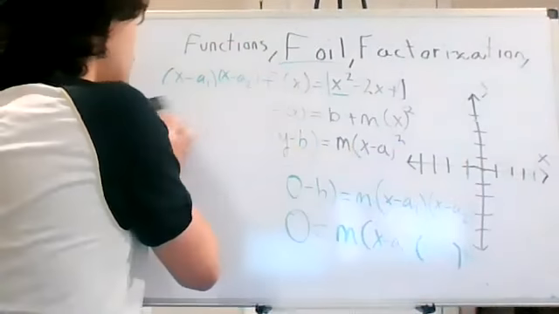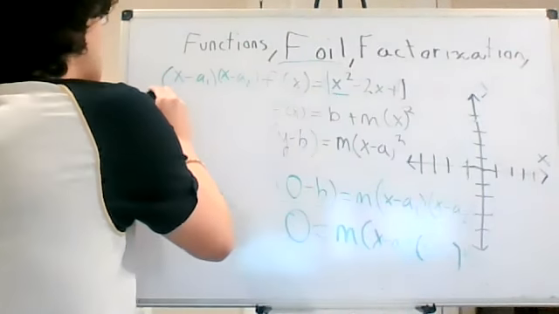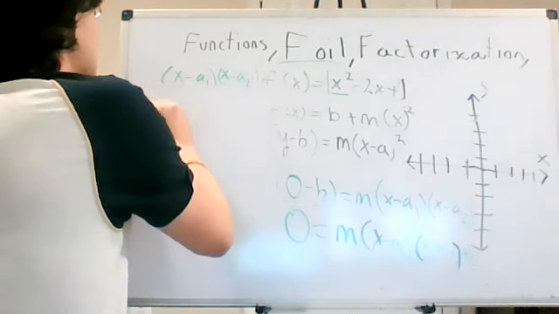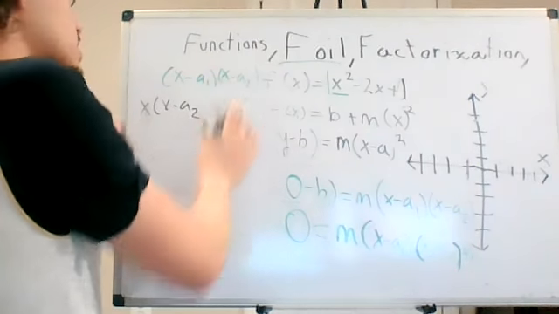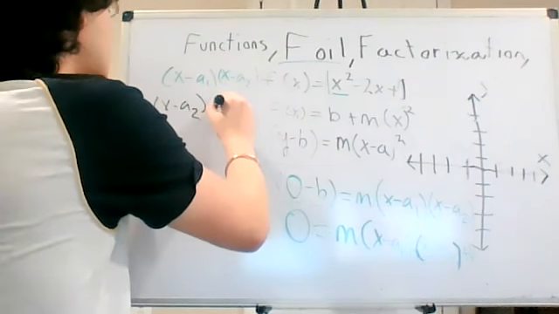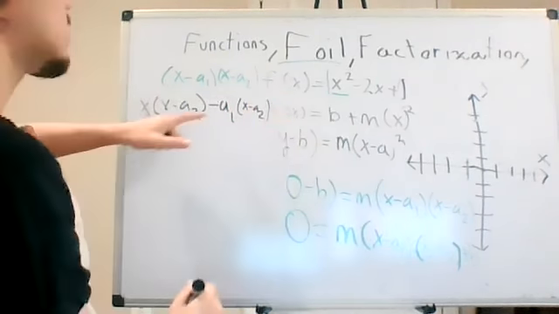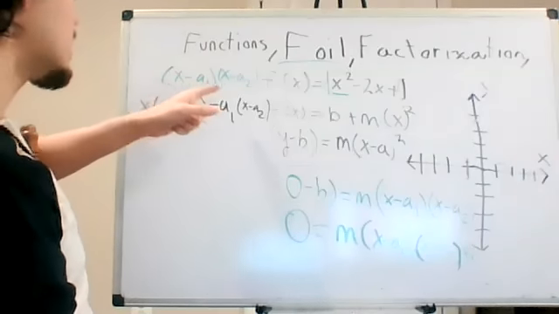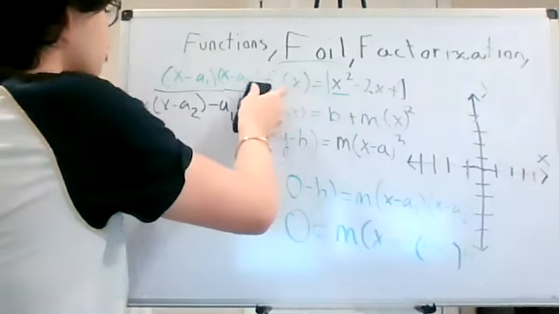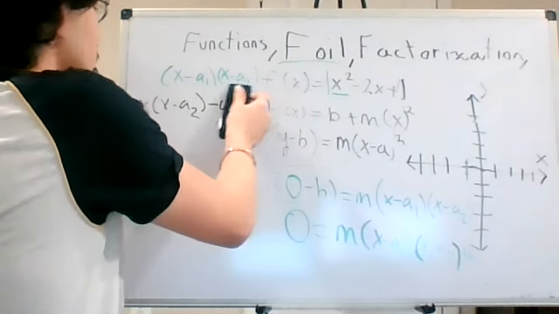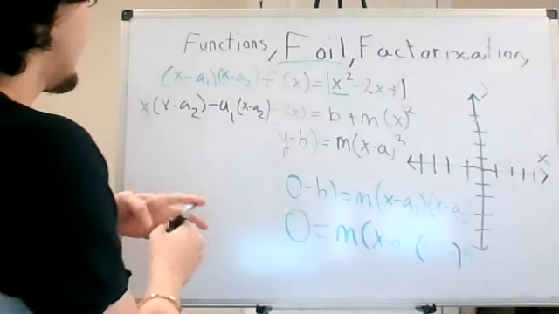If we were to continue that to this idea of x minus a1 times x minus a2, we say that it is x amount of x minus a2, because x is being multiplied to x minus a2, minus a1 amount of x minus a2. This is also correct. This is a correct way of saying this. This is how this applies to that. This is called FOIL. So it's very important.